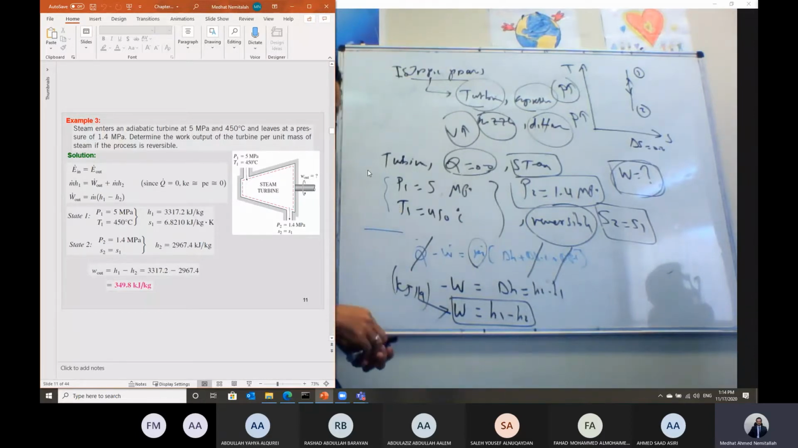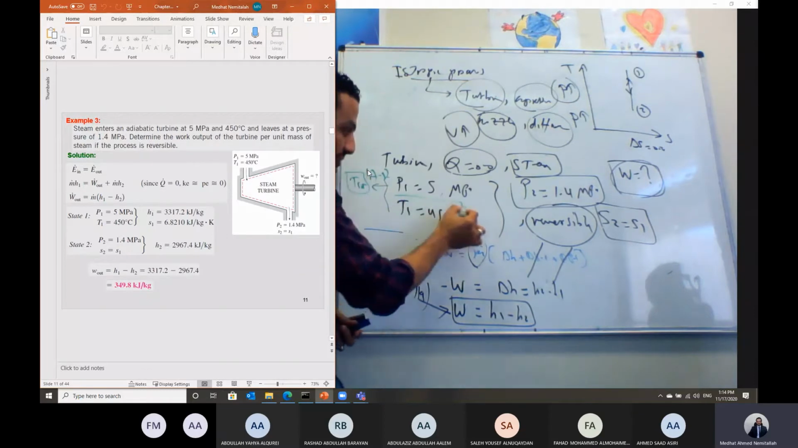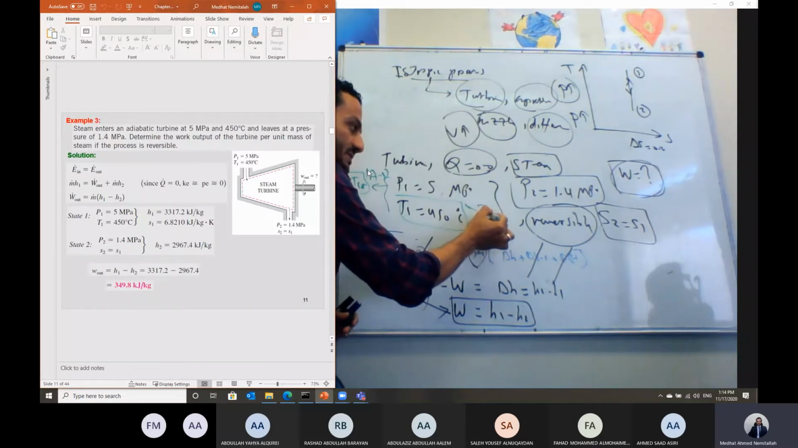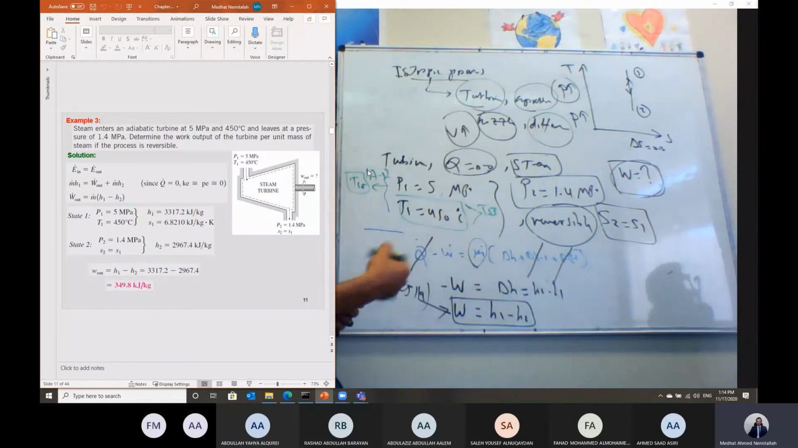So in this case you have the pressure and you have the temperature. With this pressure, go to the table as we have learned, table A5, get the saturation temperature, then compare the saturation temperature with the given temperature. You will find the given temperature is greater than the saturation temperature, so the state is superheated. So I will go to table A6 with this pressure, 5 megapascal, and at this temperature we can get the value of the enthalpy h1.